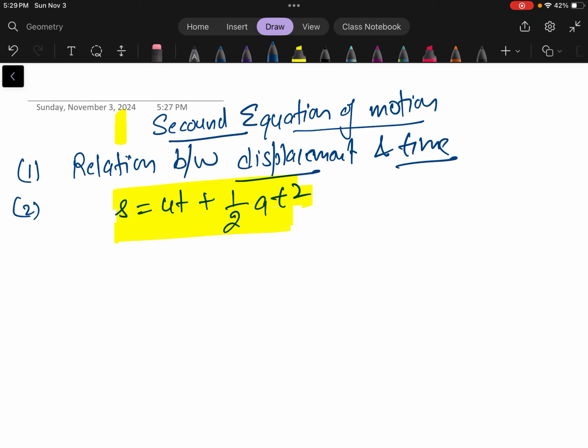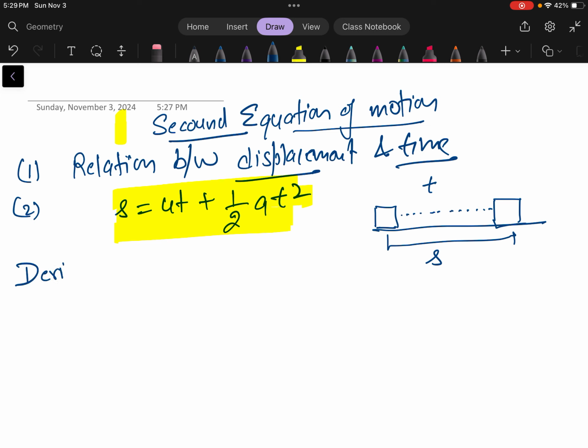The given point over here is the displacement of a body. Like we have a body here, and this body will travel for a time t. It will cover a distance of s. So with the help of this equation we can derive this. Now let's start with the derivation.